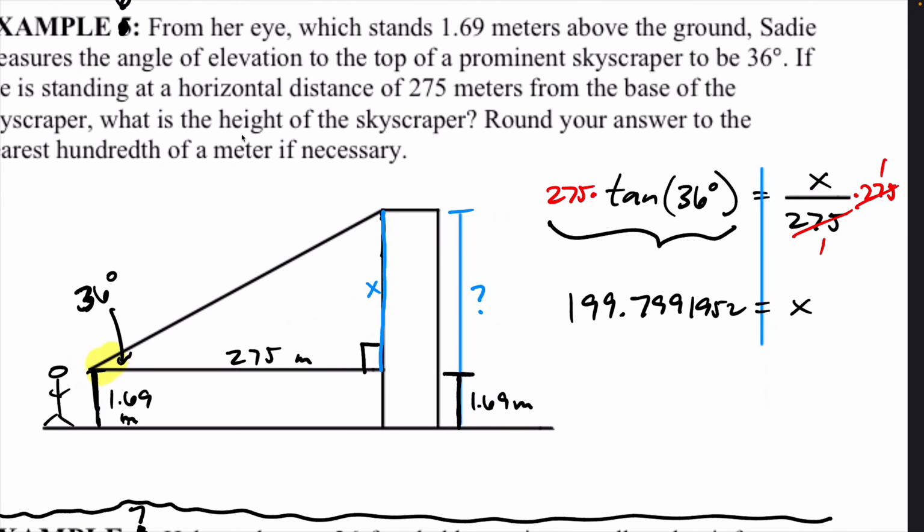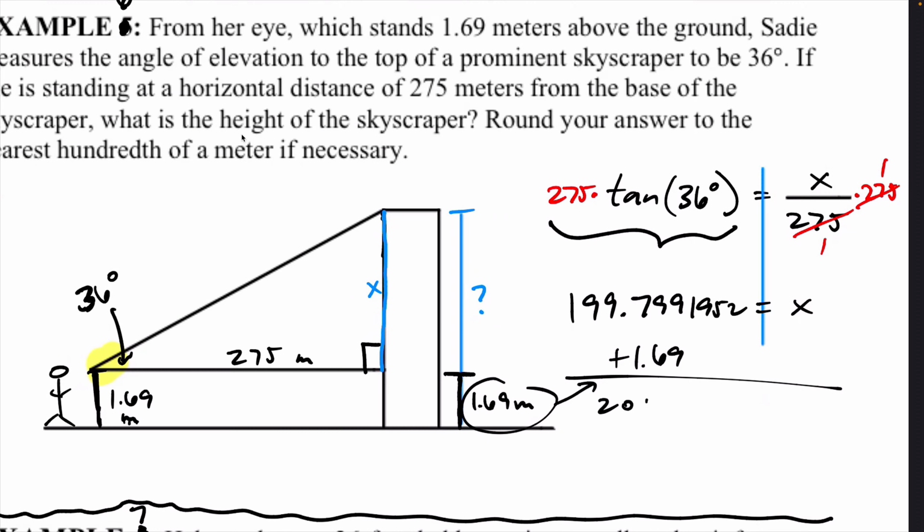Okay. So if I round that, it would be 0.8, right? Because the 9 would make the 9 into 0, so it would be 80, right? So if I put 199.80 on my test or quiz, it would be marked wrong. Why would it be marked wrong? Yeah, I didn't add her height. I got to add her height in there. So you're going to add the height plus 1.69.